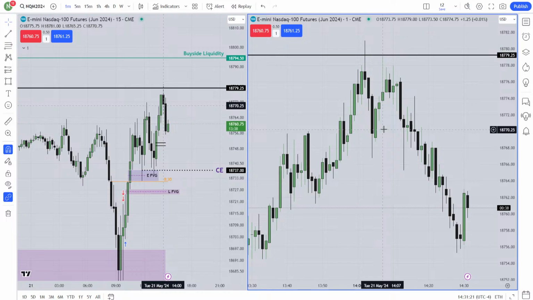Okay. Now you can say, brother, it worked perfectly. Yeah, it worked perfectly. I can see it, but it's not valid for shifting market structure. It is a market structure shift, but not valid with my rules.